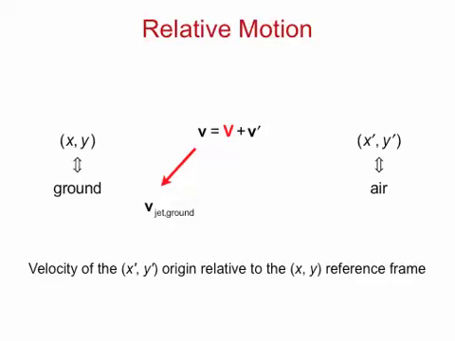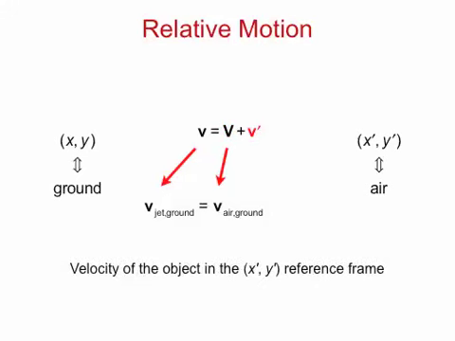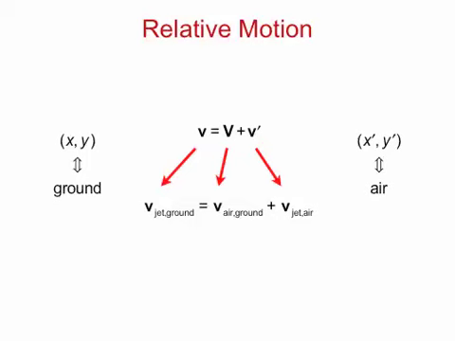Big V is the velocity of the primed reference frame relative to the unprimed reference frame. So in this problem, big V becomes the velocity of the air relative to the ground. And finally, little v prime is the velocity of the object relative to the x prime y prime frame. So in this problem, little v prime becomes the velocity of the jet relative to the air. In summary, the relative velocity equation applied to this problem tells us that the velocity of the jet relative to the ground equals the velocity of the air relative to the ground plus the velocity of the jet relative to the air.